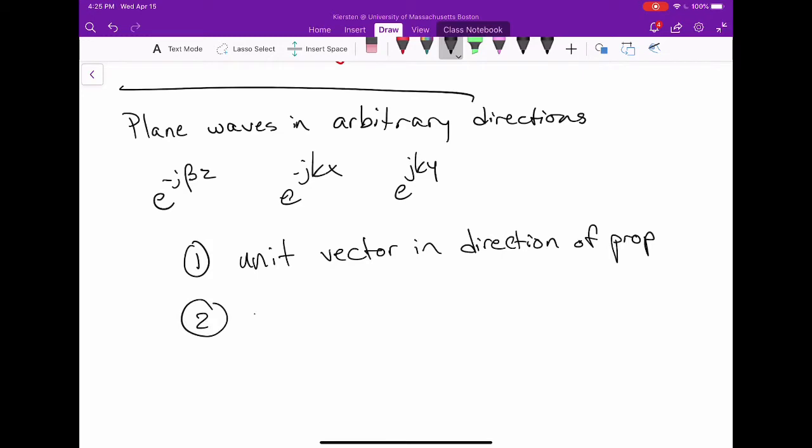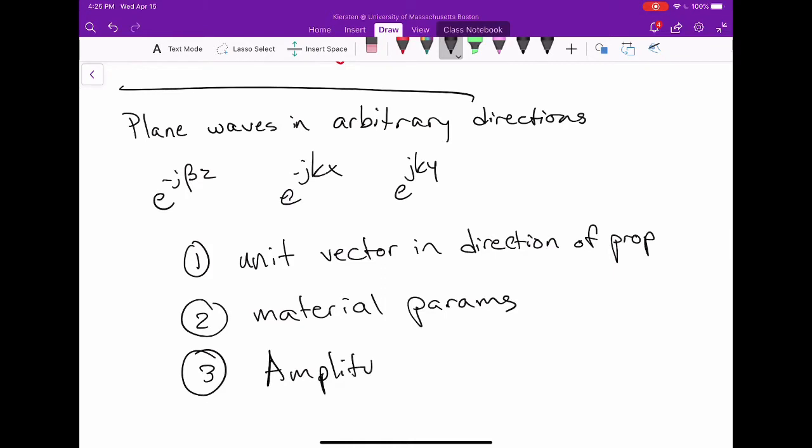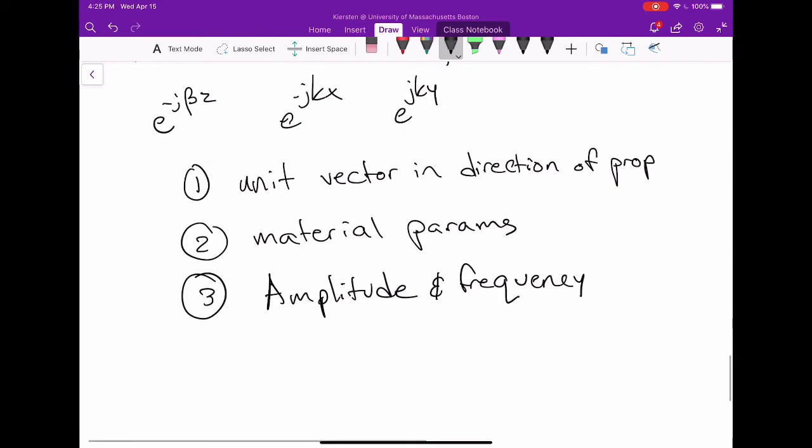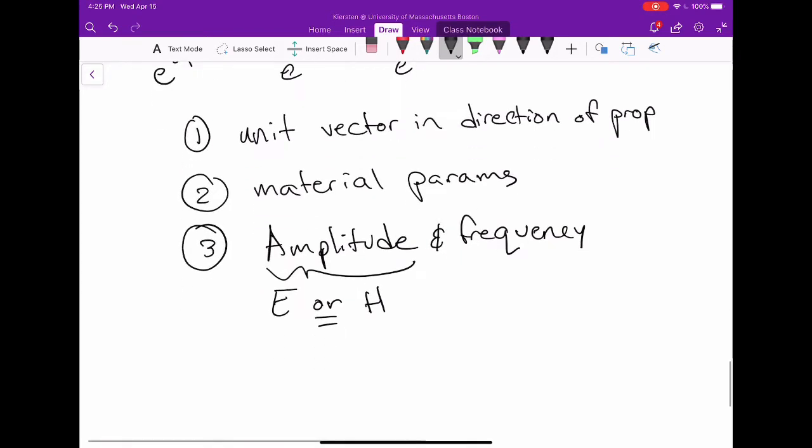all the material parameters, the amplitude and frequency of the wave, and you actually only need the amplitude of E or H because you can always find one from the other, and a polarization vector for either E or H.